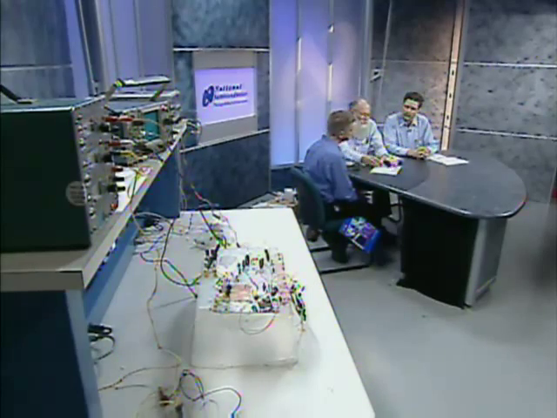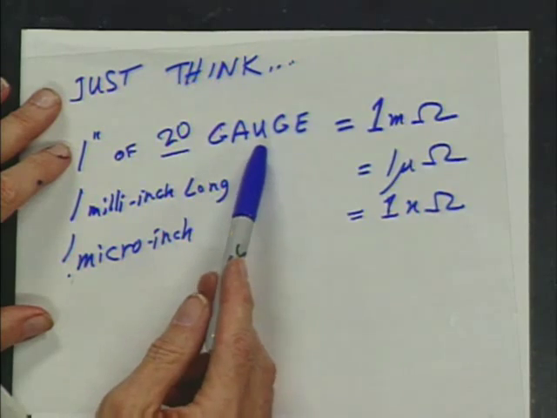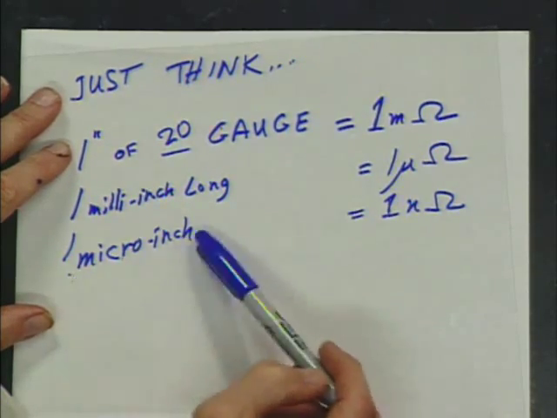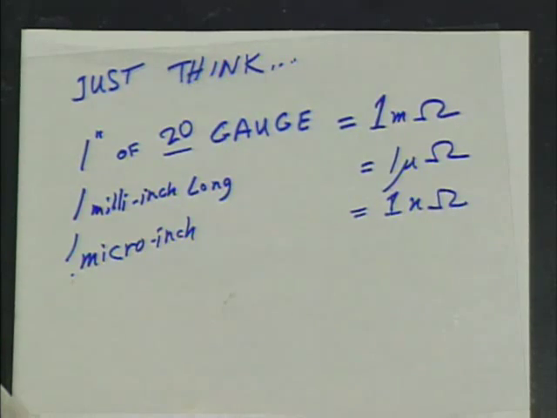when you think about it, 1 inch of 20 gauge wire is a milliohm. 1 milli-inch is a micro-ohm. 1 micro-inch is a nano-ohm. And that's where we're going to be today. 10 nano-ohms. We have to bridge down to that low level.